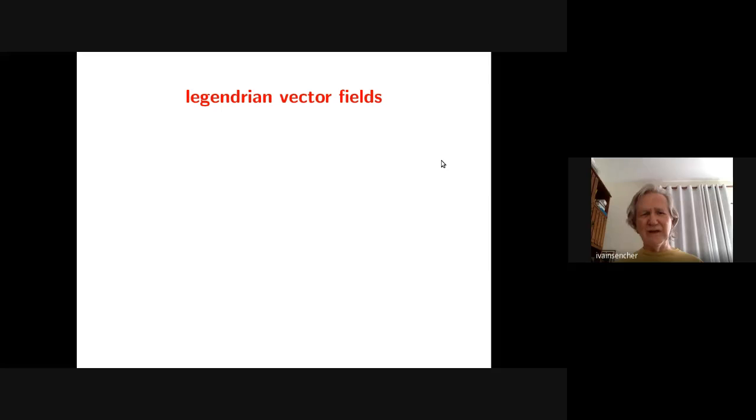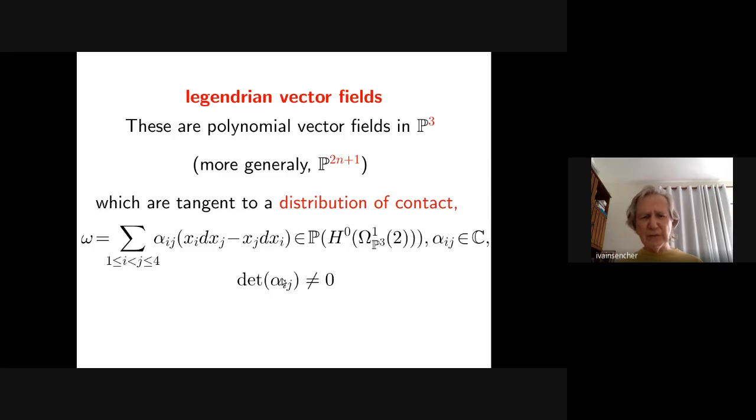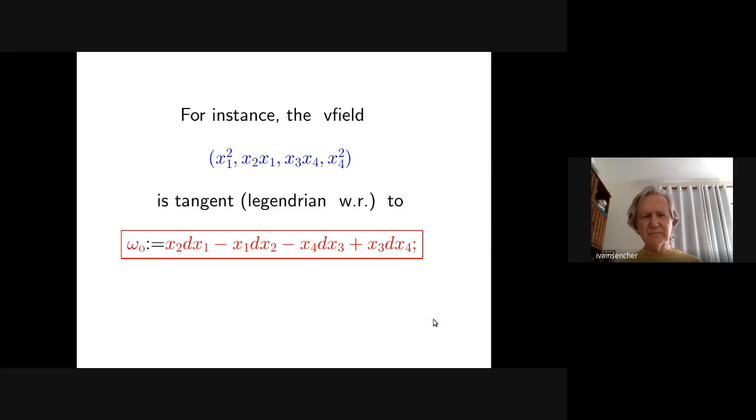Okay, so let's go on to the case of the title, Legendrian vector fields. As I said, these are the polynomial vector fields which are tangent to a contact distribution. Recall that's a contact distribution. The alpha ij here are constants, and the determinant of the anti-symmetric matrix alpha ij has to be non-zero. So it's in the open orbit in P5. For instance, this one here, which appeared in the example of the null correlation a while ago. And here's an example of a Legendrian vector field. If you evaluate omega on this vector field, you can see everything cancels and you get 0.